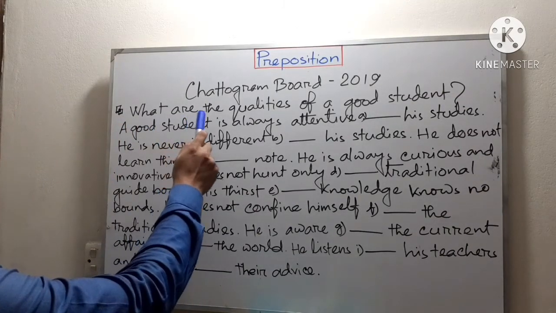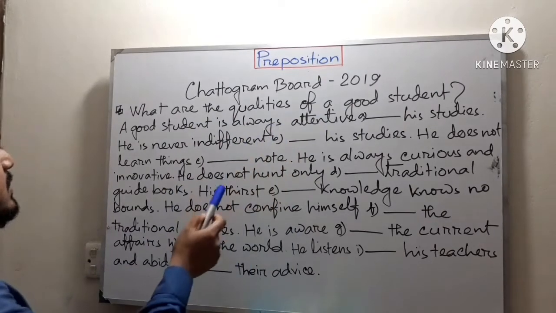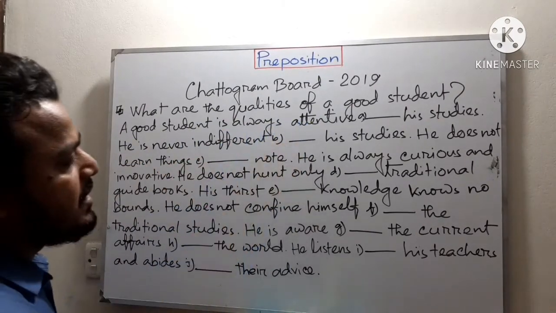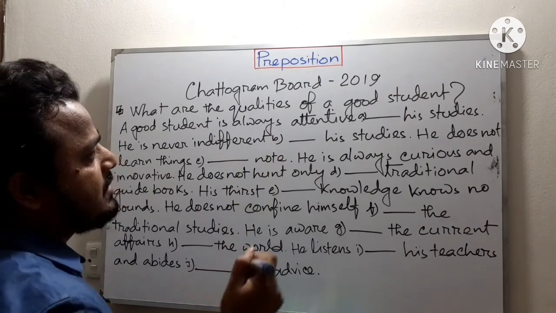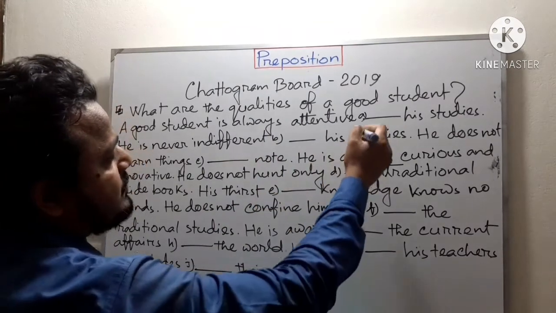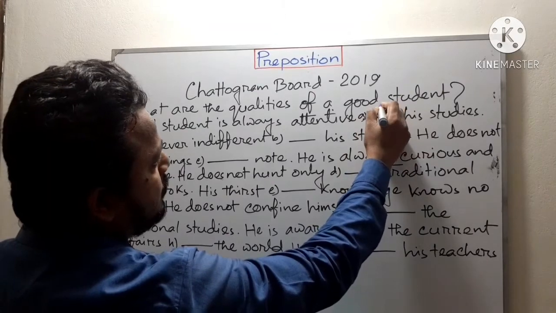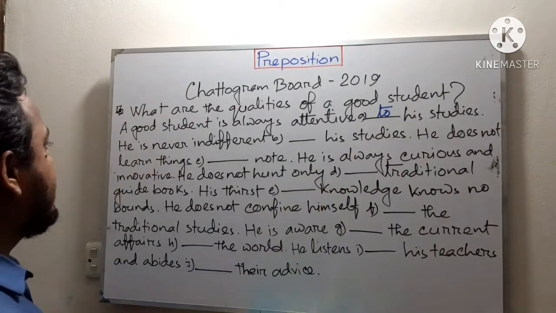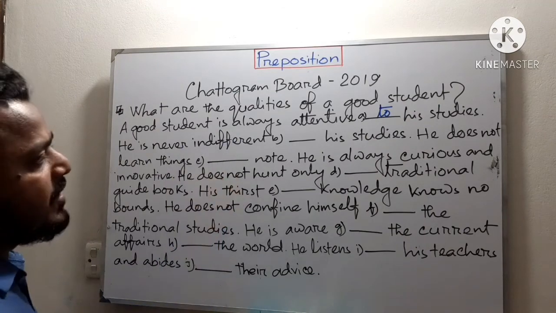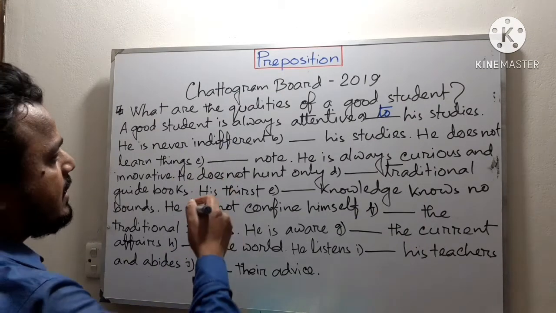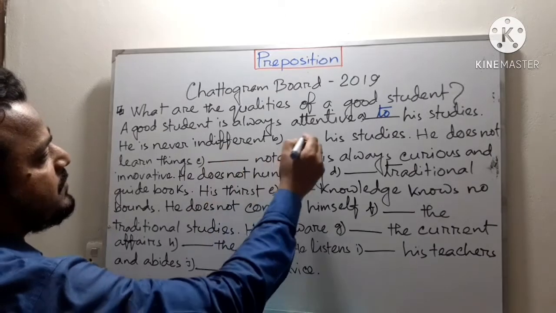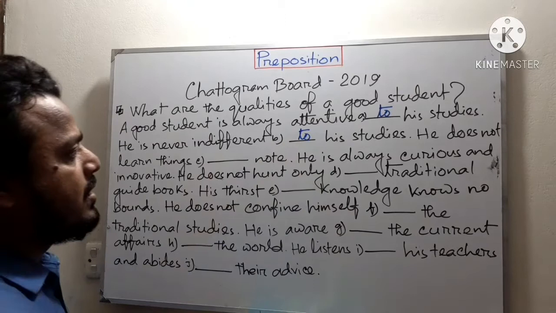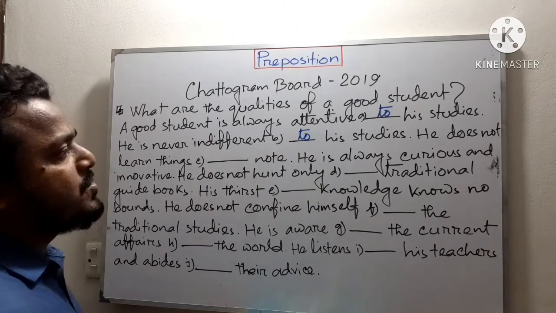What are the qualities of a good student? A good student is always attentive. Here we know that the word attentive is followed by to. Well, then he is never indifferent. Here we know the word indifferent is followed by to. Well, he is never indifferent to his studies.